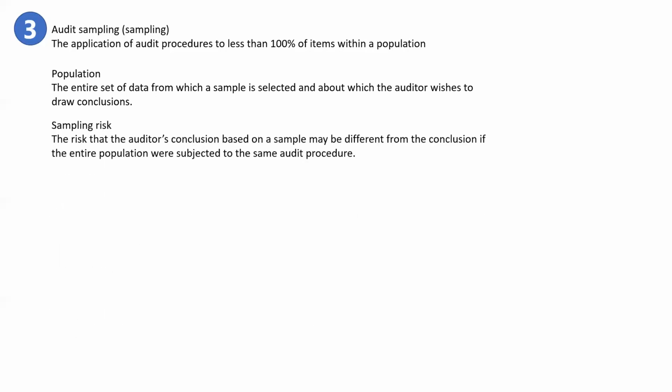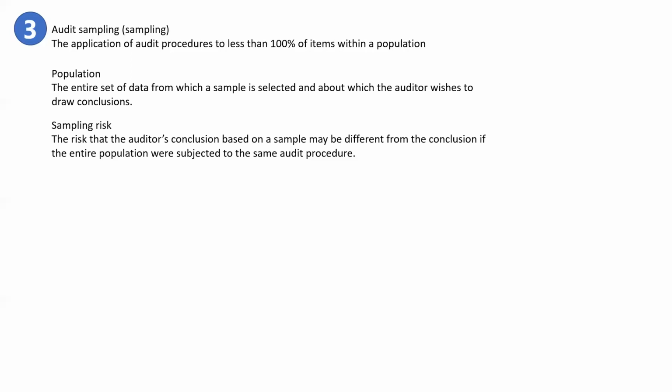Now, when you perform a sample and you test your audit procedures on a sample, you face a risk which we call sampling risk. Sampling risk is when you make a conclusion based on the sample you have tested which may be different from the conclusion that you would have made if you had tested the entire population. So I can make a conclusion on the 3 revenue invoices that I've tested as my sample and say the revenue population is not misstated.